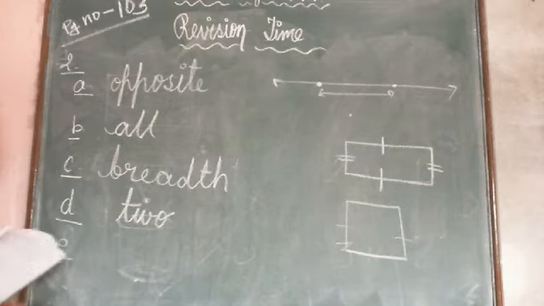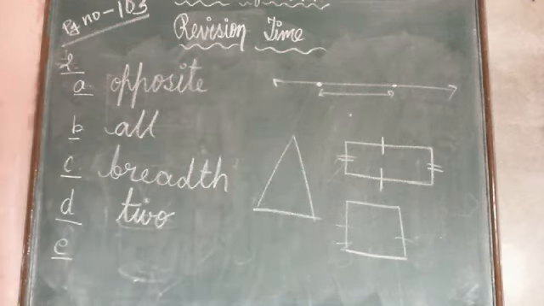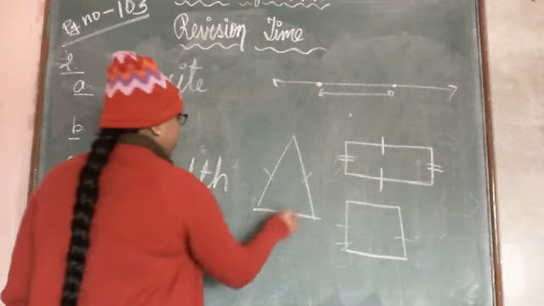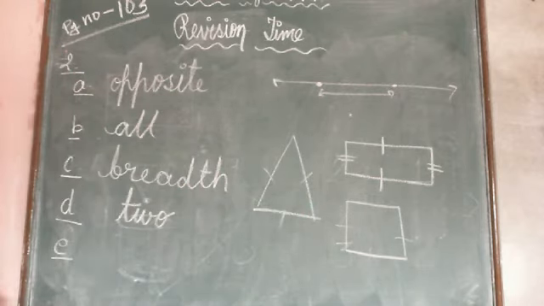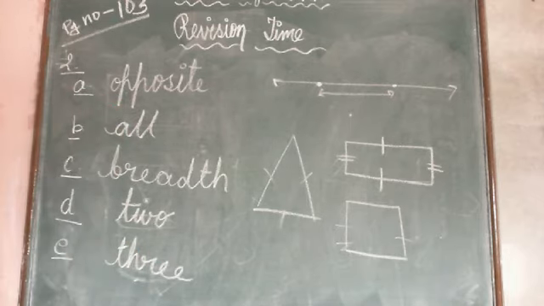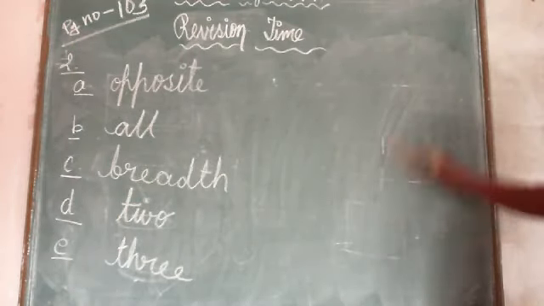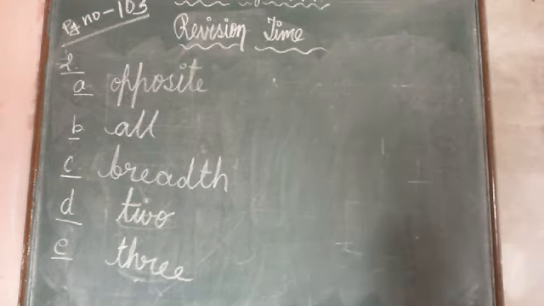Now next question E. A triangle has dash sides. So let me make a triangle first. They are asking about sides. So 1, 2, 3. A triangle has 3 sides. Okay students, note down this much. Then we will continue. The answer for A is opposite, answer for B is all, answer for C is breadth, answer for D is 2 and answer for E is 3.